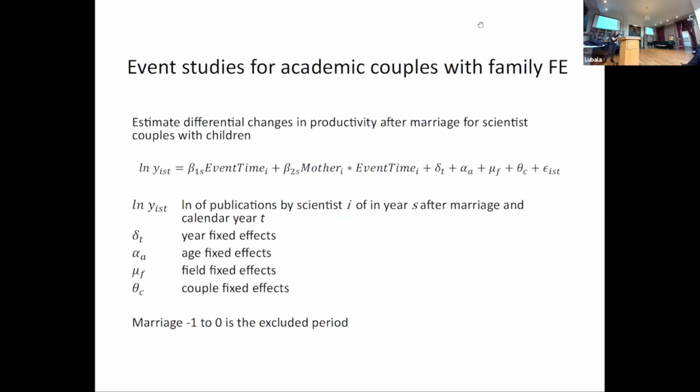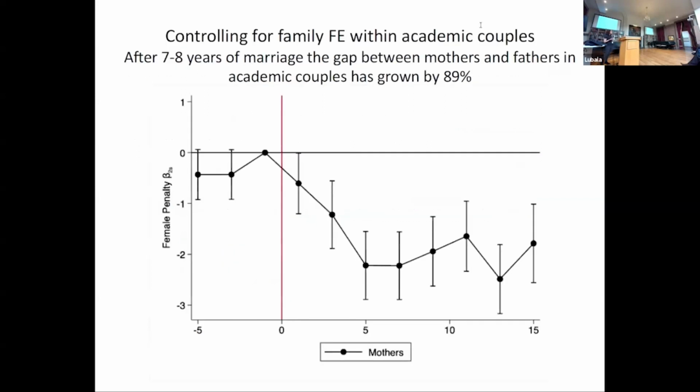So now we can run these same event studies, but we're going to put in couple fixed effects, which brings us closer to what the literature on earnings does, because in the literature on earnings, these really nice papers that look at earnings within the family typically put in couple fixed effects or family fixed effects. So now we're going to do the same. And actually, when we do that, we get exactly the same pattern as they did as well.